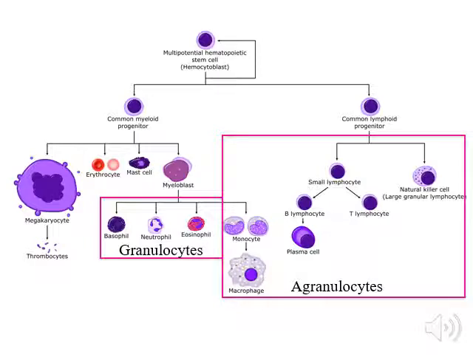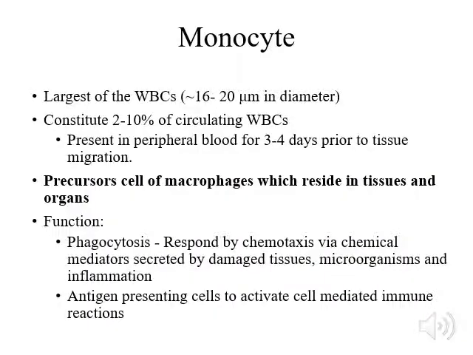Let's move now and take a closer look at our agranulocytes that make up our white blood cells. Let's start first with the monocyte. This is our largest white blood cell, and it constitutes up to 10% of circulating white blood cells. It's present within the peripheral blood for about 3 to 4 days prior to moving into the tissues. Once in the tissues, the monocyte will differentiate into macrophages, and these macrophages have, of course, the capacity for phagocytosis. Monocytes, once they take on the role of a macrophage, can also perform the duty of an antigen-presenting cell in order to activate our cell-mediated immune reactions.